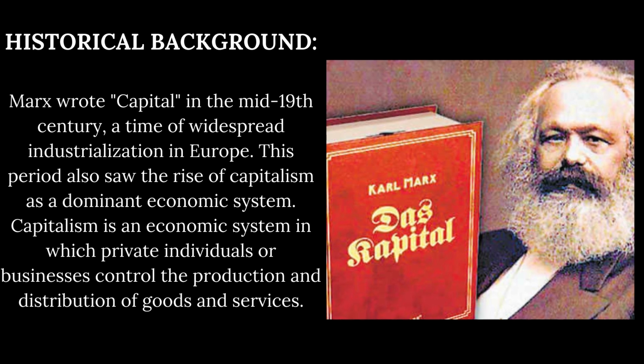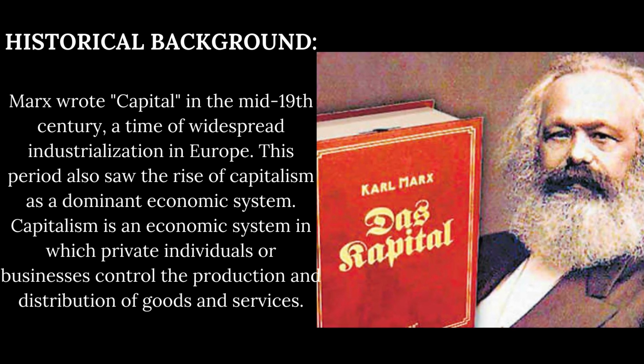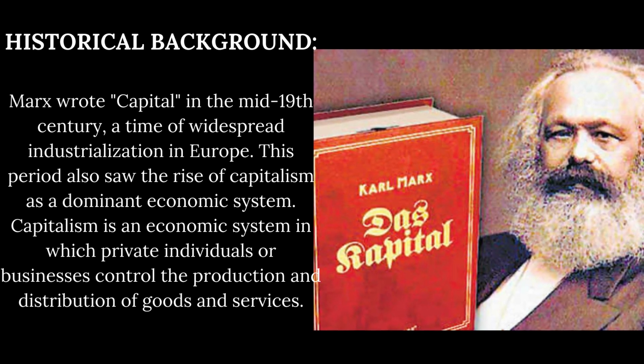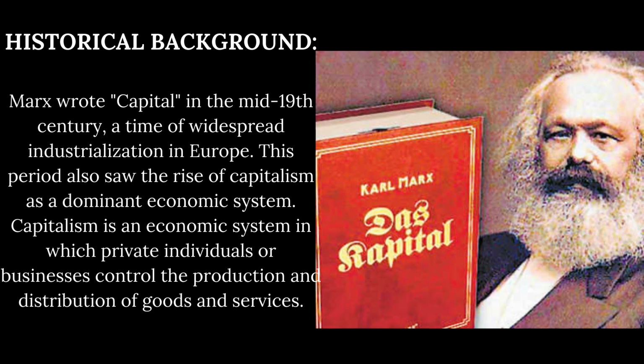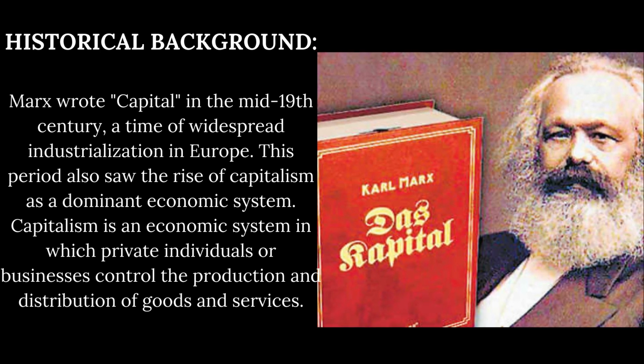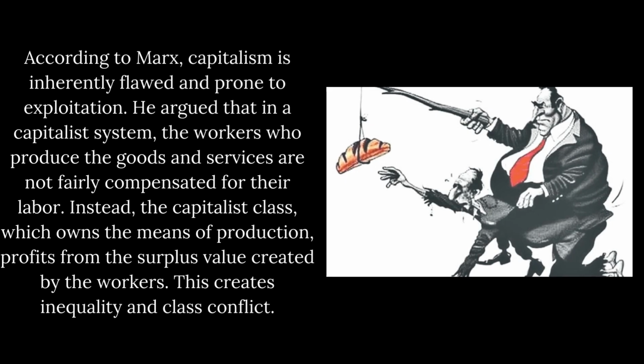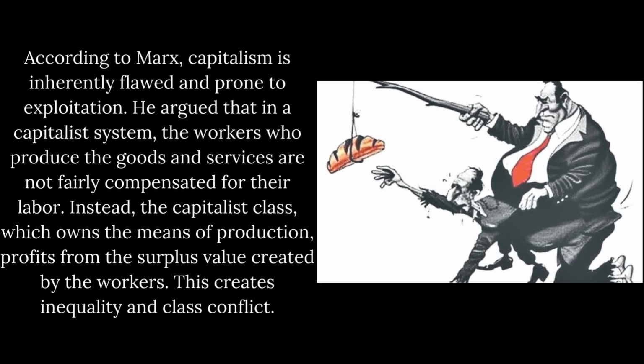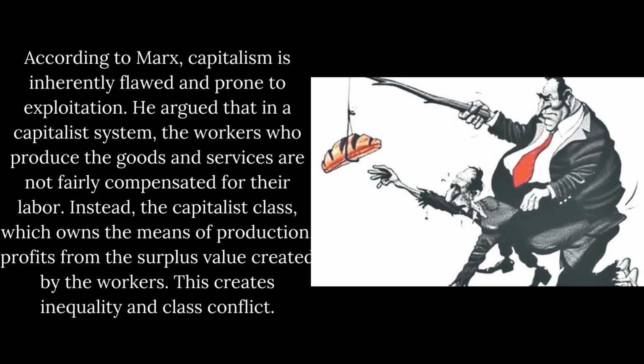Historical background. Marx wrote Capital in the mid-19th century, a time of widespread industrialization in Europe. This period also saw the rise of capitalism as a dominant economic system. Capitalism is an economic system in which private individuals or businesses control the production and distribution of goods and services. According to Marx, capitalism is inherently flawed and prone to exploitation.